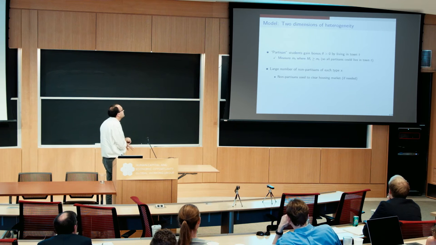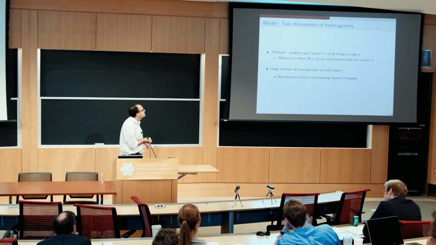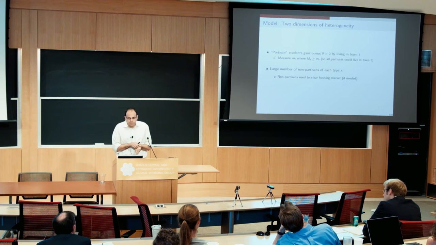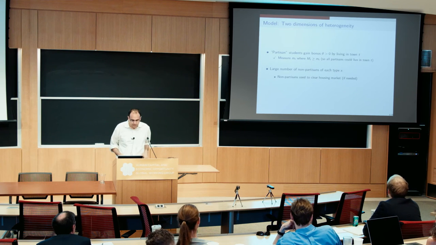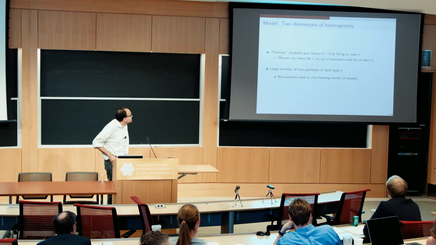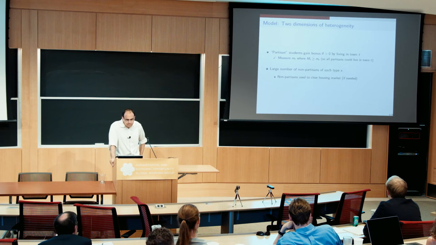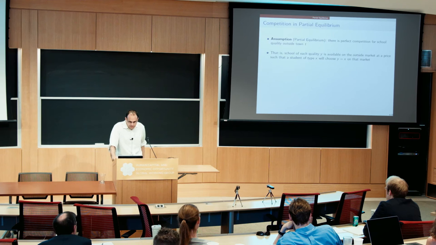And the measure of partisans, lowercase m_t, is less than or equal to the supply of houses. So if all partisans wanted to live in a town, they could. The students, the families who are non-partisans, will say there are a large number of each type. These non-partisans are used to clear the housing market if needed. So this is a device to ensure housing market clearing.